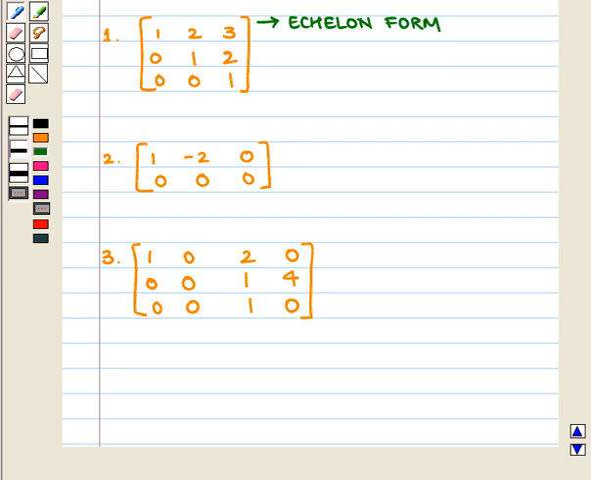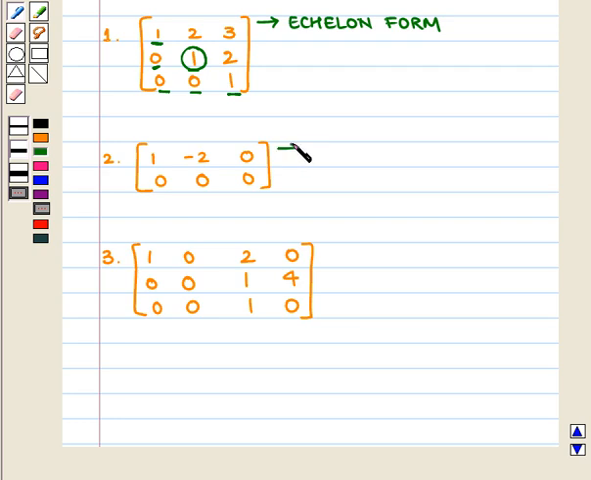The first matrix is in echelon form because here all the conditions are satisfied. The leading entry in each row is 1. We see in row 2, the leading entry is 1 and it is to the right of the leading entry of row 1. Also, all entries before this one in row 2 are 0. Similarly, in row 3, the leading entry is to the right of the leading entry of row 2 and all entries before 1 in the third row are 0.